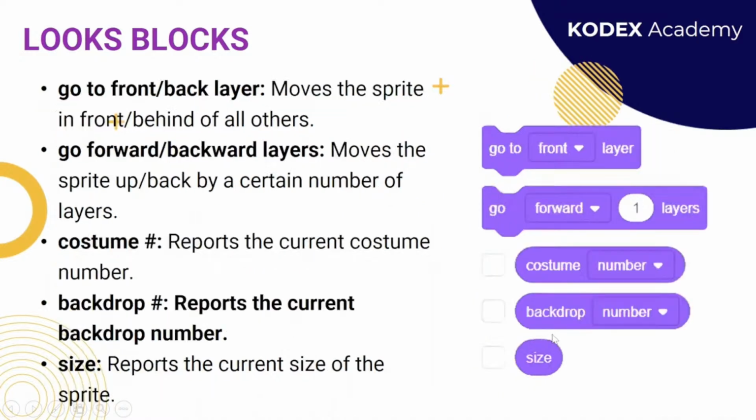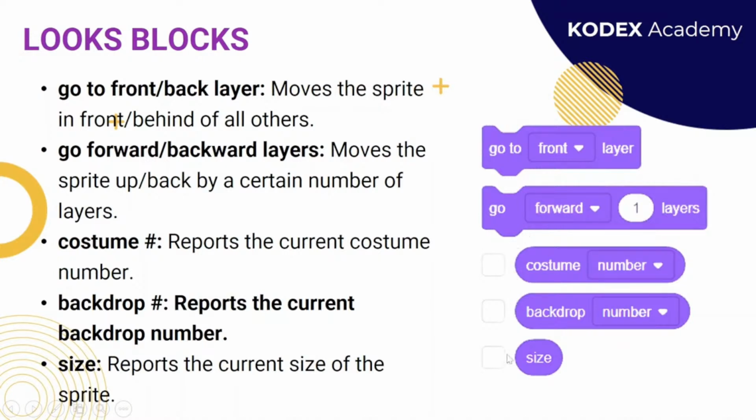Now the next one, these are the last blocks which belong to the looks category. Here first it shows go to front layer, front and back layer also. We can use this drop-down to make it front or back layer. Whenever you want to move your sprite in front of or behind all others, you can use this block. Or if you want to move forward and backward by a certain number of layers, you can create a number of layers on the screen. For your animation's demand, you can make your sprite move forward or backward with the help of these blocks.